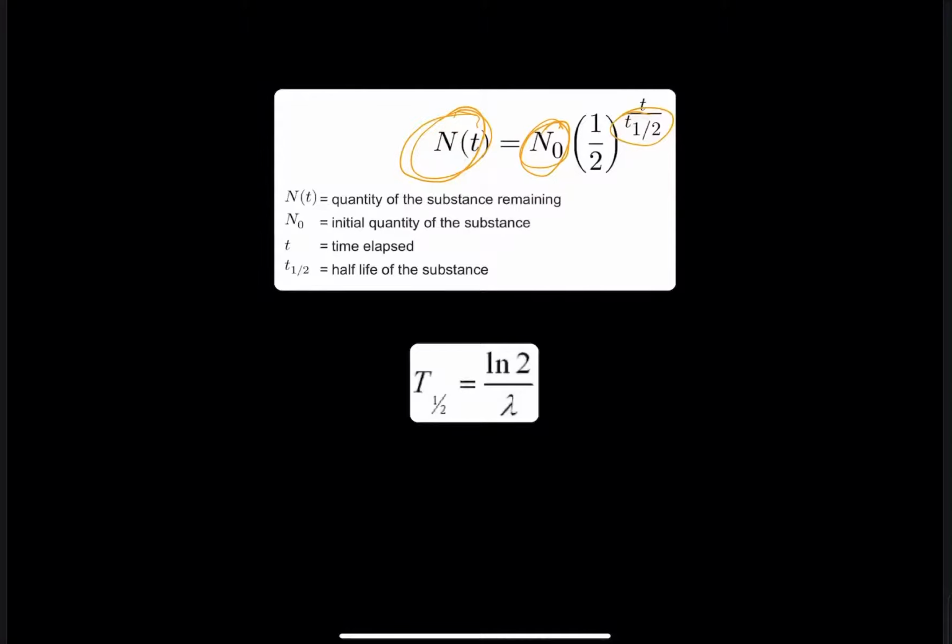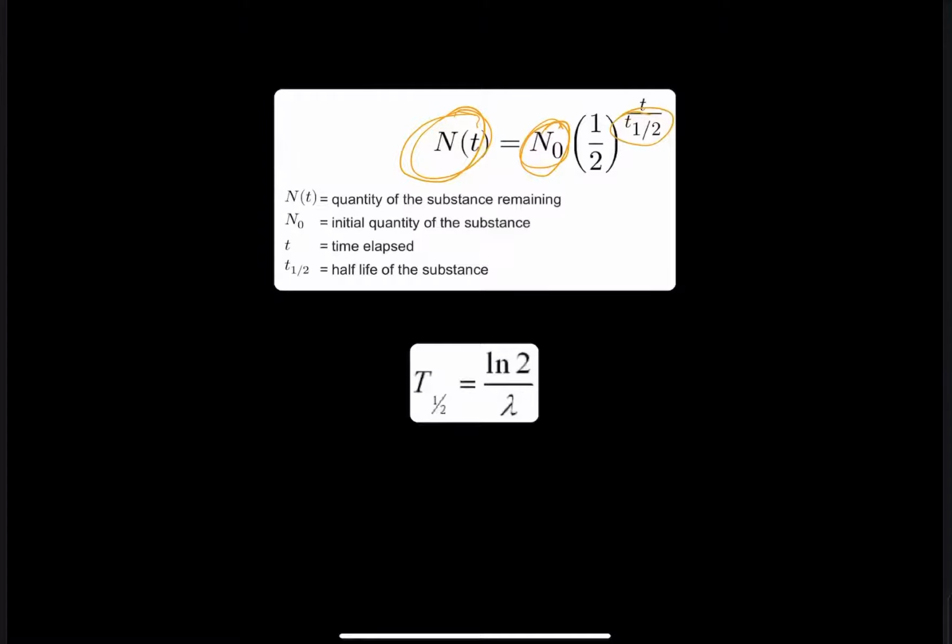If something's initial amount is more, that means the final should be less. During the calculation, if you get the final more than the initial, then that's wrong. You did something wrong. Very important concept. And t is the time elapsed, and t 1/2 is the half-life of the substance that we're talking about.